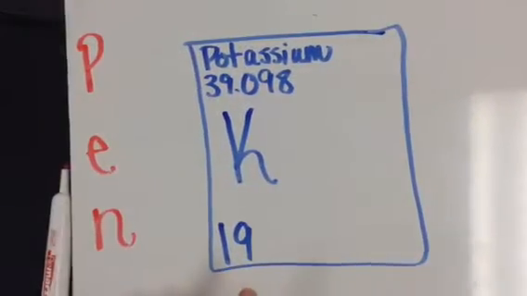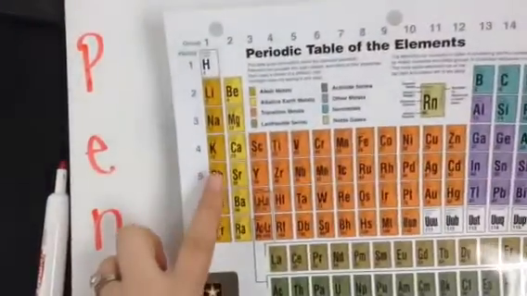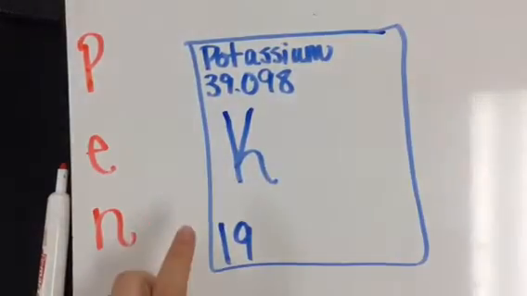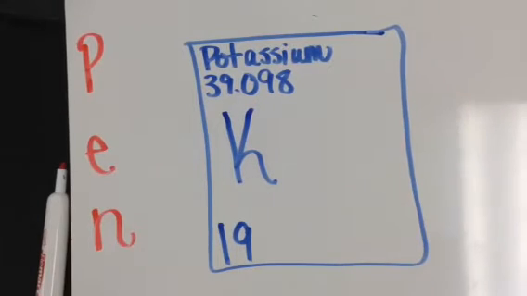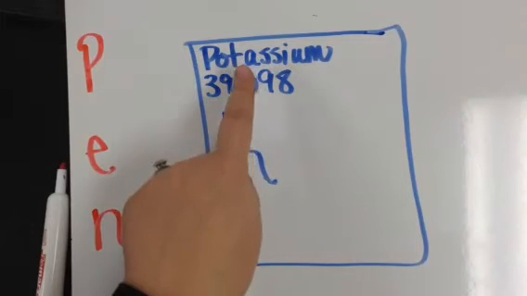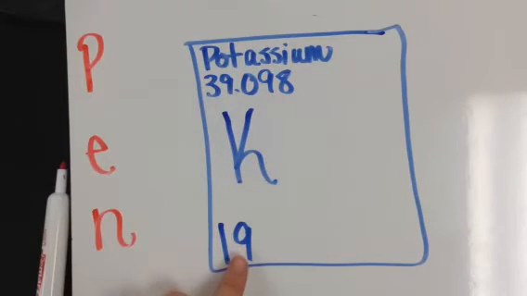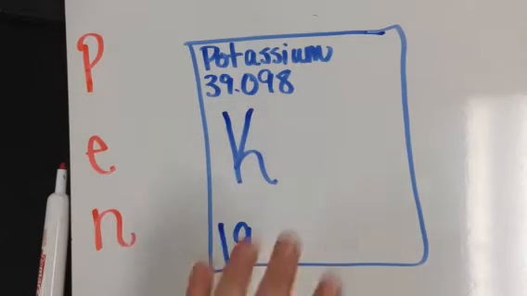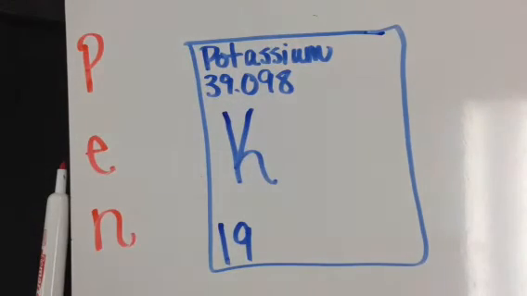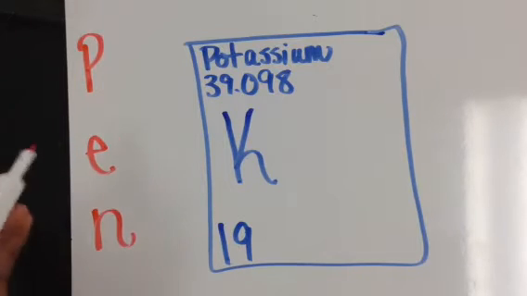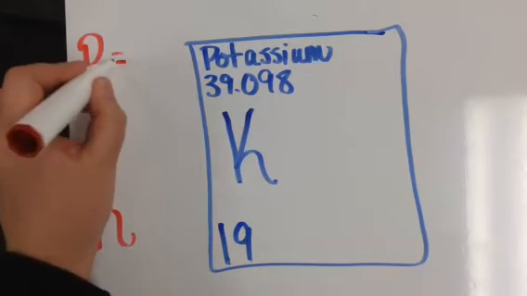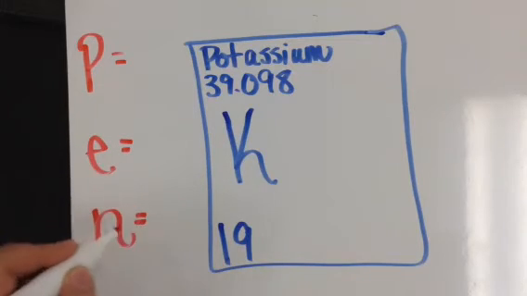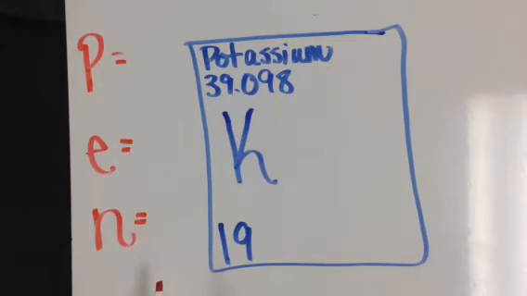This is what you'll see on the periodic table for element number 19, potassium. This is one of those elements that the name and the symbol don't really go together. You just kind of have to memorize it. So whenever you see a K, that means potassium. Our atomic number is 19, and our mass number is 39.098. Looking at this box, we're going to be able to tell 3 things about our element. We're going to figure out how many protons, electrons, and neutrons are in a potassium atom.